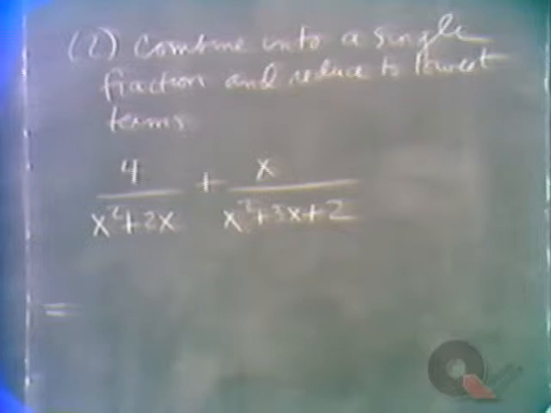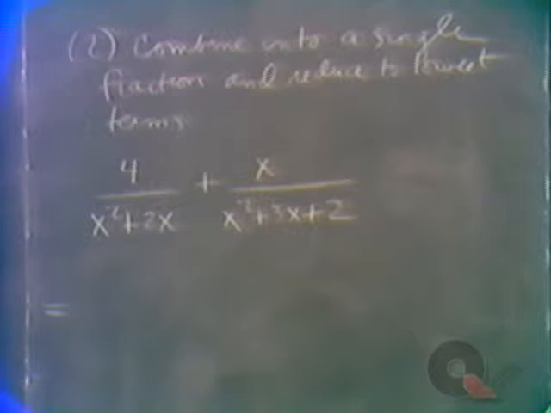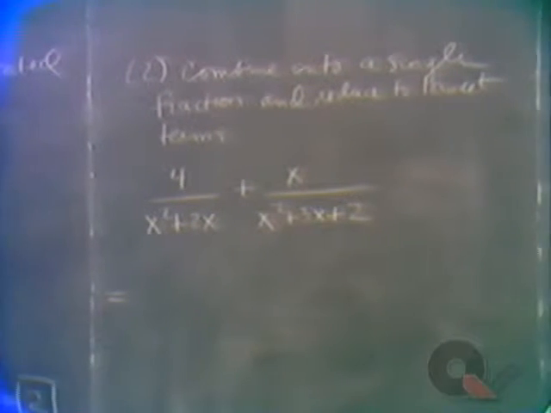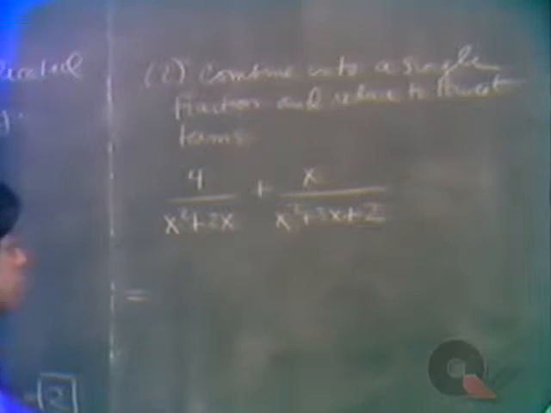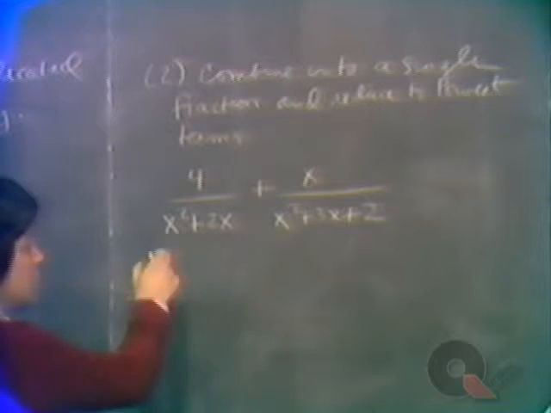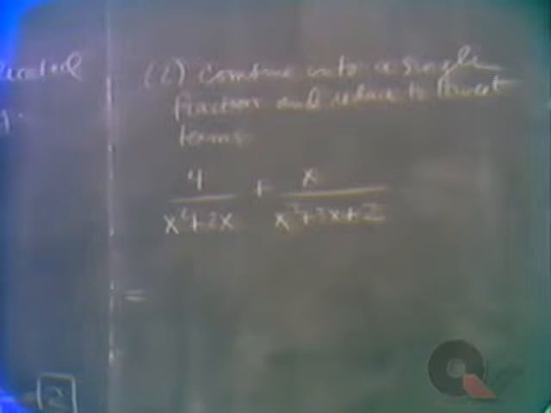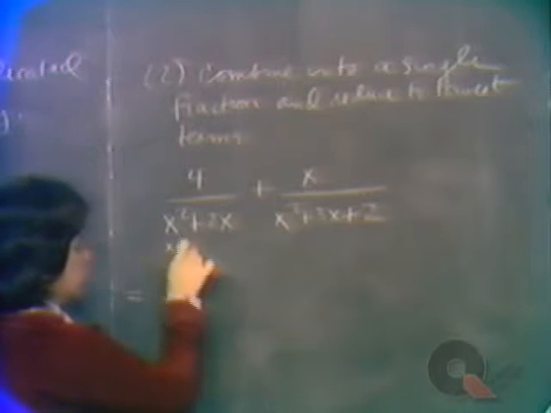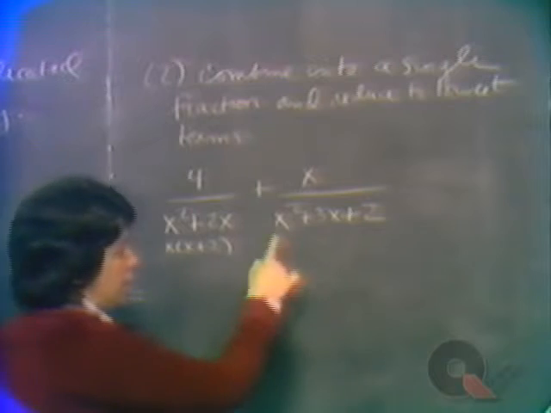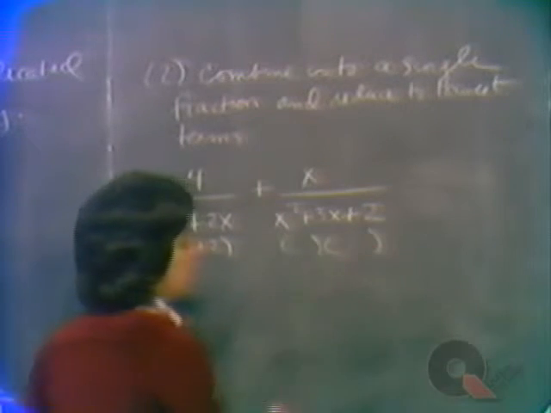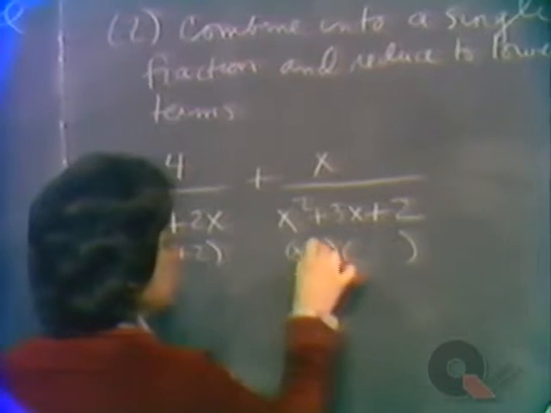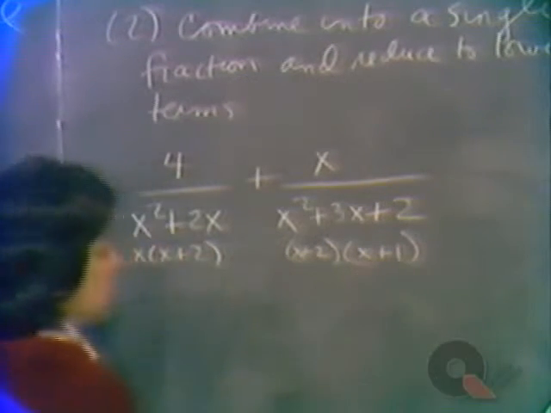Now, in order to add fractions, they should have the same denominator. What we'd like to do is to build fractions equivalent to each of these having the same denominator, and we're going to do that by determining the LCD, the lowest common denominator for these two fractions. To do that, we factor each denominator completely. Here we have a common factor of x. And here there's no common factor, but we can write it as a product of two binomials. This factors into x plus 2 times x plus 1.